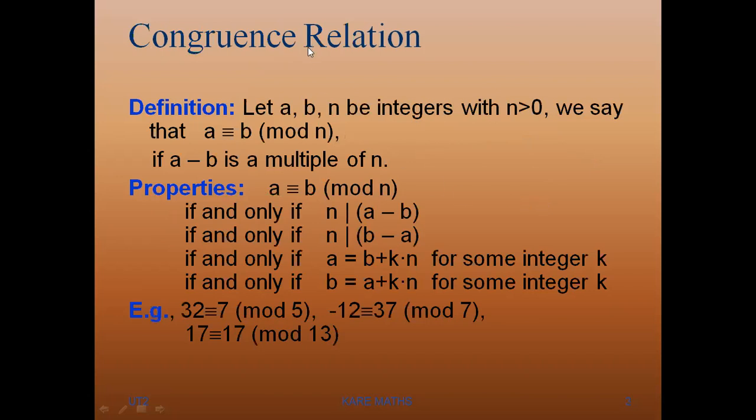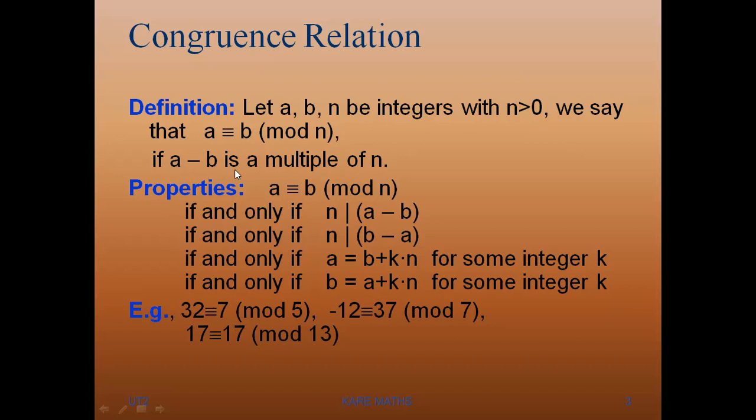Next, the congruence relation. Let us take three integers a, b, and n, where n is a positive integer. Now we say a is congruent, this is the congruent symbol, a is congruent to b mod n if a minus b is a multiple of n. Otherwise, we can say that n divides a minus b. A minus b is a multiple of n is the same as n divides a minus b.